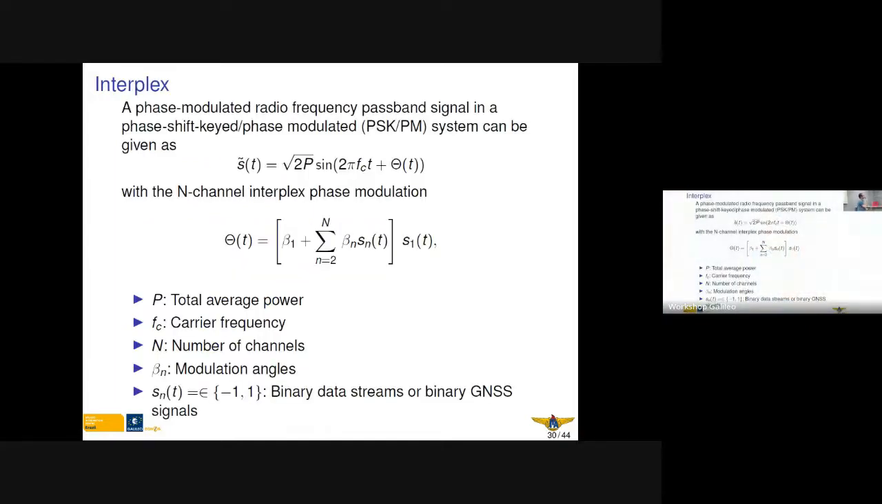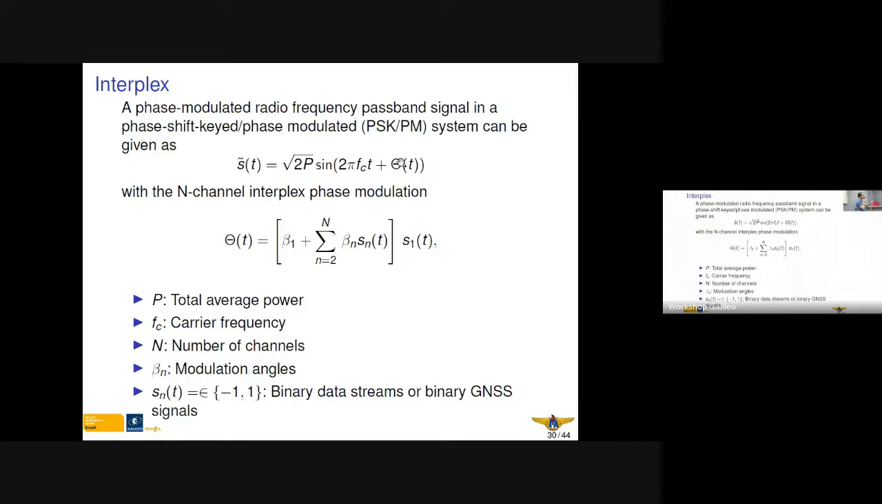A phase modulated radio frequency passband signal in a phase shift keyed phase modulated, so PSK-PM, system can be given by this formulation here. So we have the square root of 2P. P is again the total average power. Then we have a sine wave signal, where we have the carrier frequency Fc. N is the number of channels that we have. Then in this phase term, we have a superposition of several signals.